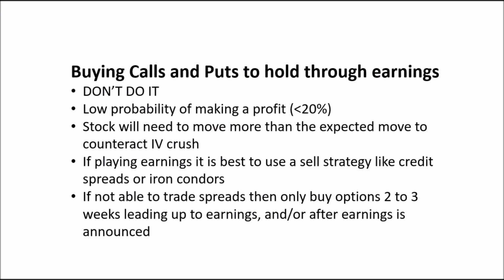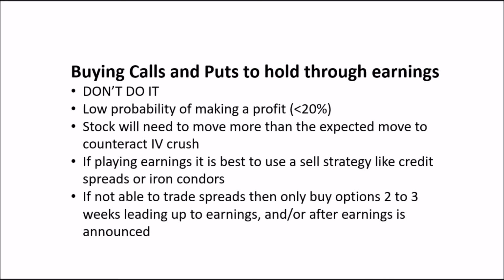So the takeaway from this is, buying calls and puts to hold through earnings, just don't do it. And the reason for that is it's a very low probability of making a profit. I put less than 20%. It's probably less than that because most people are picking the far out of the money strike prices that probably only have a 5% chance of success.